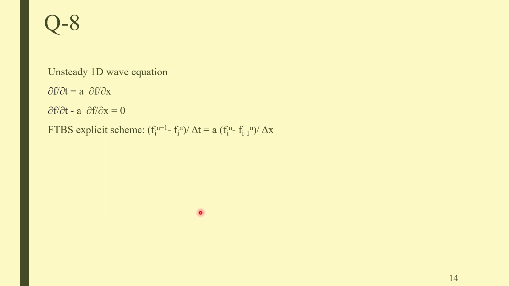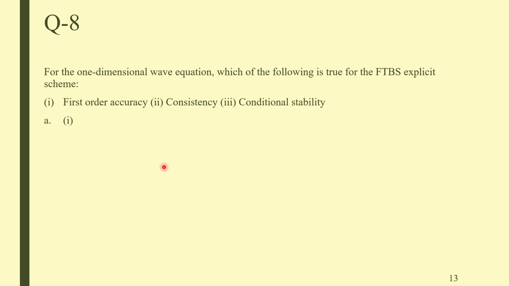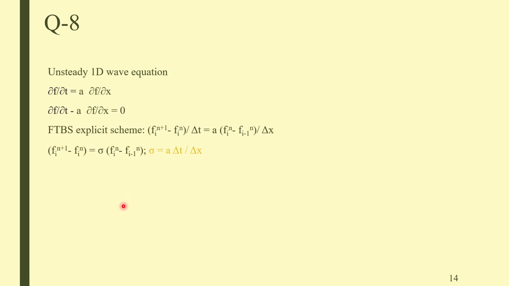And the last one is that it is conditionally stable. So first order accuracy is satisfied, consistency is satisfied, and last we have conditional stability. Here we are introducing the term sigma. That sigma should be greater than, or, I mean not greater than, should be less than something for it to be stable. So we call it conditional stability.